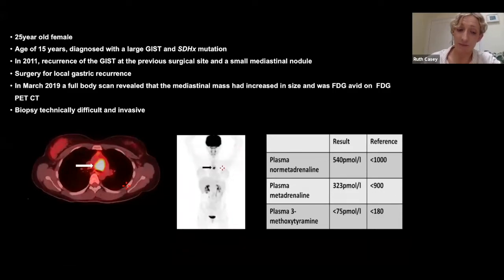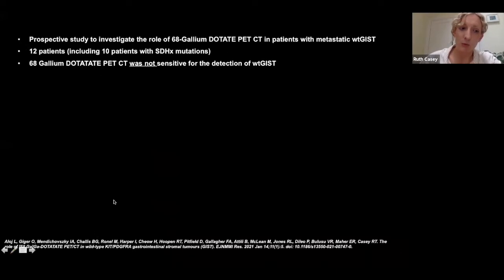paraganglioma and a GIST. So together with Gigi, Ines, HK, Joseph, Olivia, and a few others, we set out to try and answer this question. So we carried out a prospective study to investigate the role of gallium dotatate PET-CT in patients with metastatic GIST. We recruited 12 patients, including 10 patients who had SDH mutations. And what we found was gallium dotatate PET-CT was not sensitive for the detection of gastrointestinal stromal tumors. So this tracer was not taken up by gastrointestinal stromal tumors.